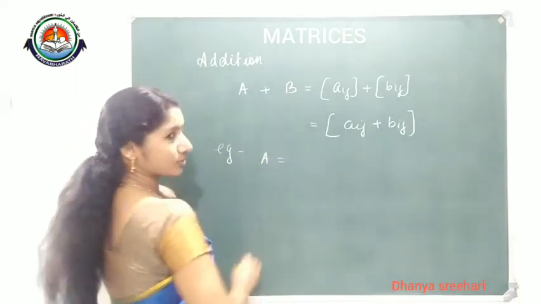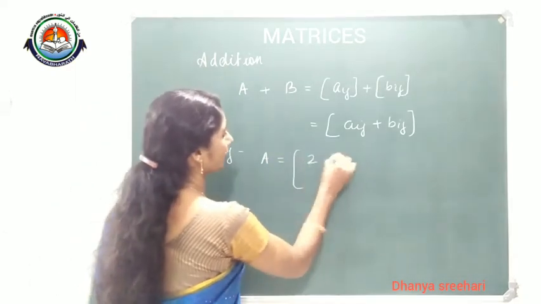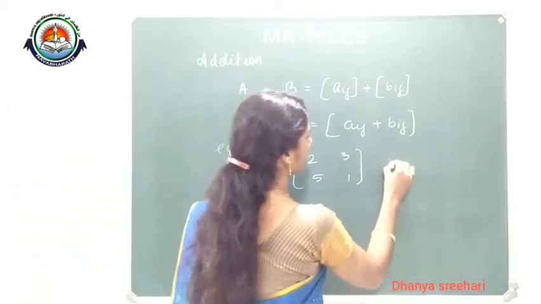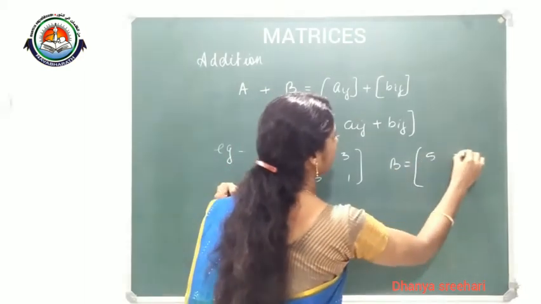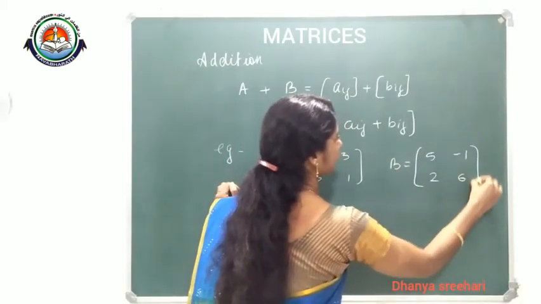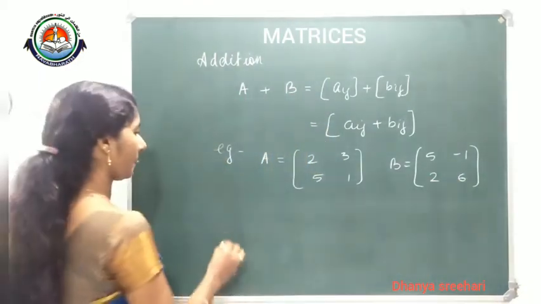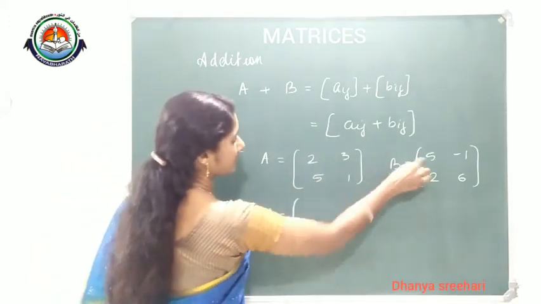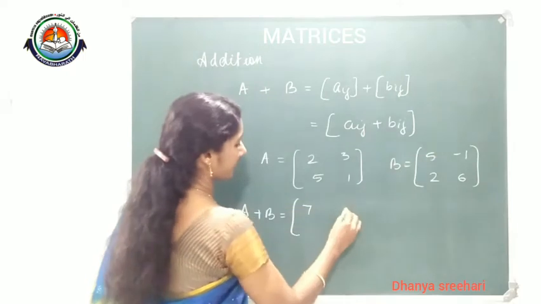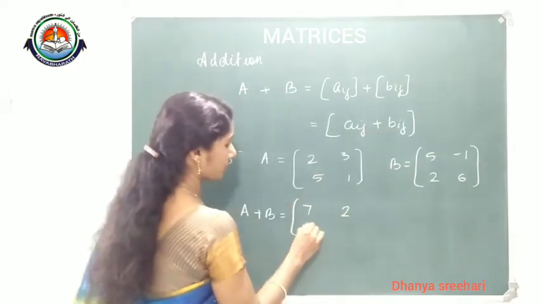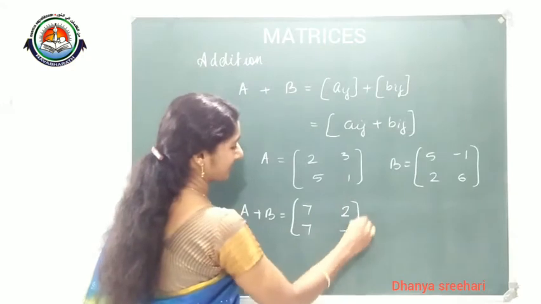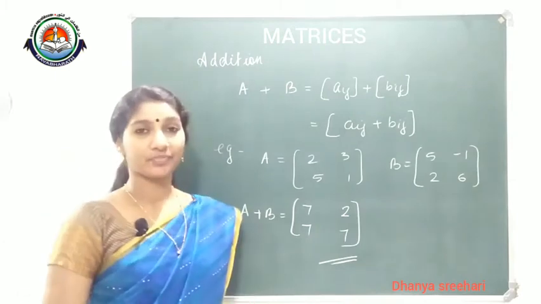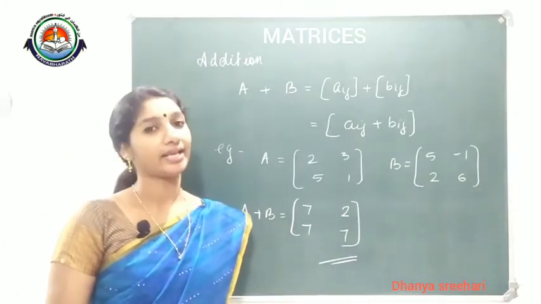Matrix A is equal to 2, 3, 5, 1. And matrix B is equal to 5, minus 1, 2, 6. Two matrices are given. Then A plus B equals 2 plus 5, 7; 3 plus minus 1, 2; 5 plus 2, 7; 1 plus 6, 7. So this is A plus B. What we need to get A plus B? We just added their corresponding elements.